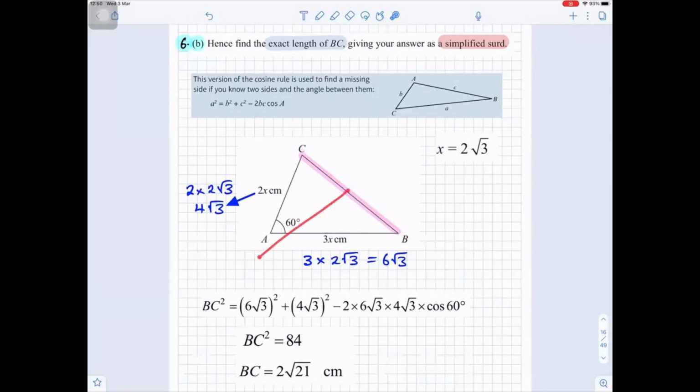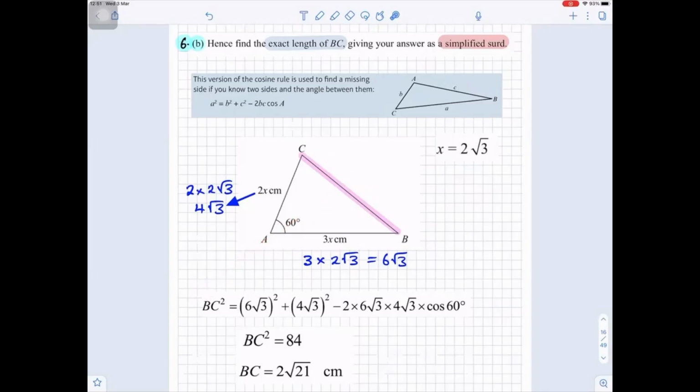So BC squared, which I've colored in pink, is equal to, how do we get CA or AC? It's 2x. So 2 times x is 2 times 2 root 3, because we found x before, x is 2 root 3 from part A. So 2 times 2 root 3 will give us 4 root 3. And for 3x, it will be 3 times 2 root 3. That will give us 6 root 3.